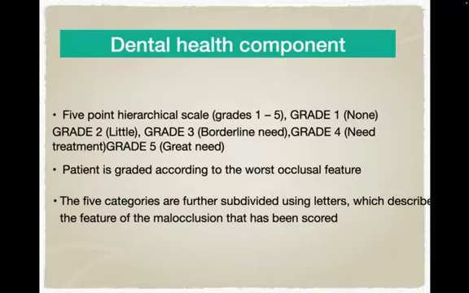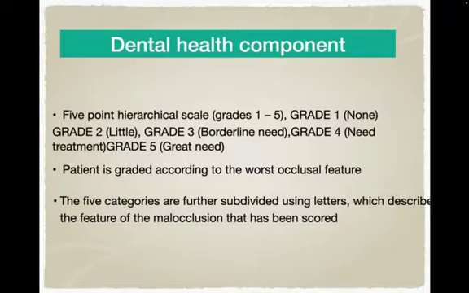The dental health component is divided into 5 hierarchical grades, from grade 1 to grade 5. Grade 1 is no need for treatment, grade 2 is little, grade 3 is borderline, grade 4 is need for treatment, and grade 5 is great need for treatment. The patient is graded according to the worst occlusal feature, and we can't add up. For example, if the patient has an increased overjet and an impacted canine, we record only the worst one. We don't add these two together. That's how the IOTN works.